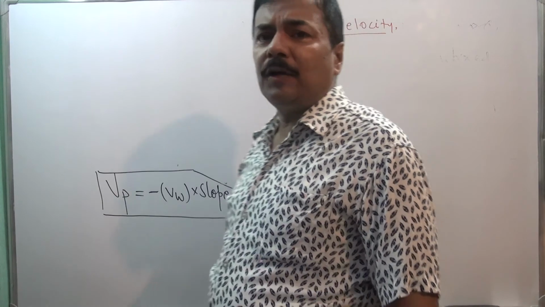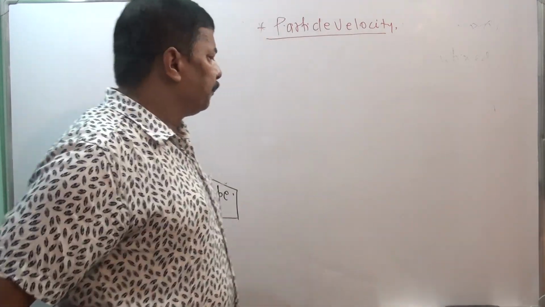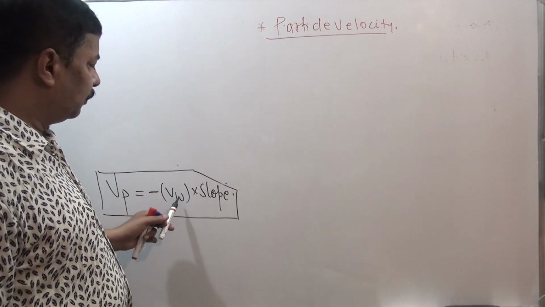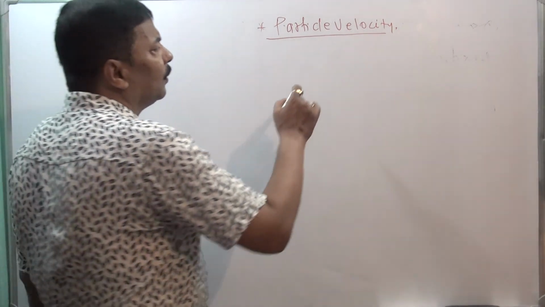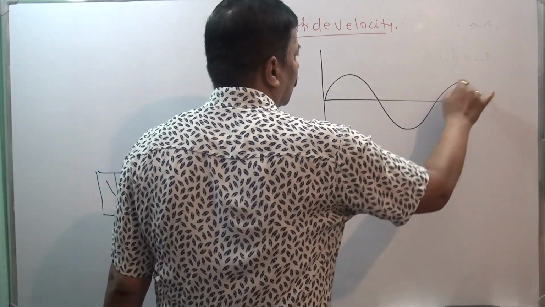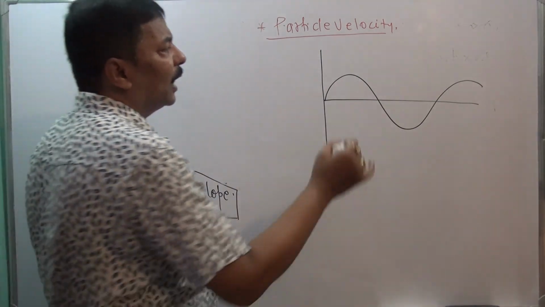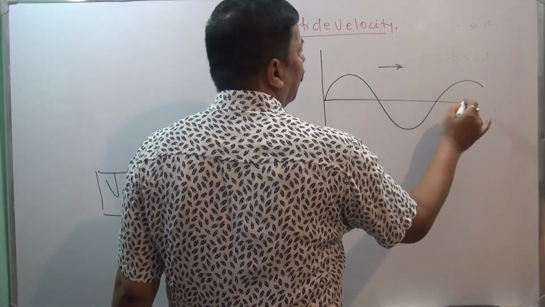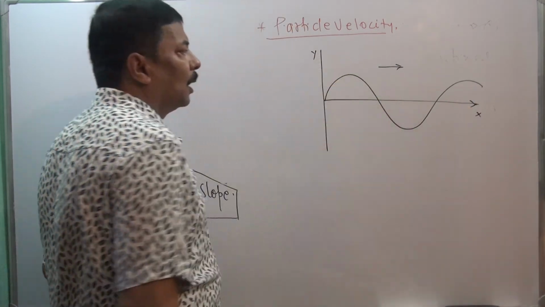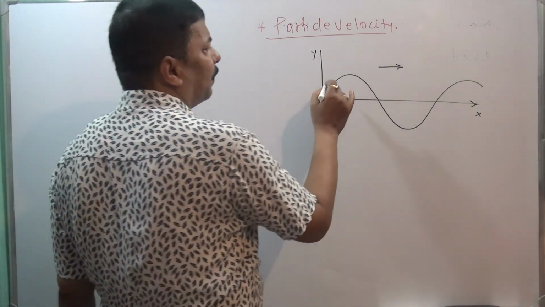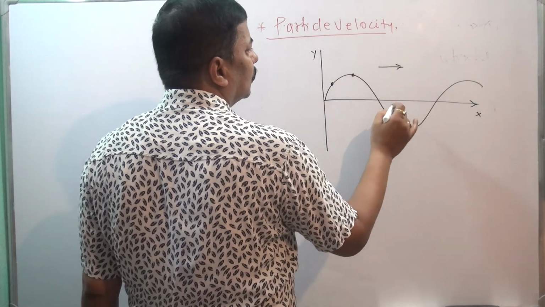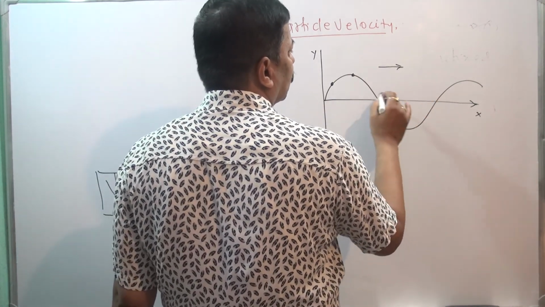Now let us try to analyze what is the use of the relation: particle velocity is the negative of wave velocity and slope. Suppose here is a wave that is moving in positive x direction, and here is a particle 1, 2, and suppose here is 3.